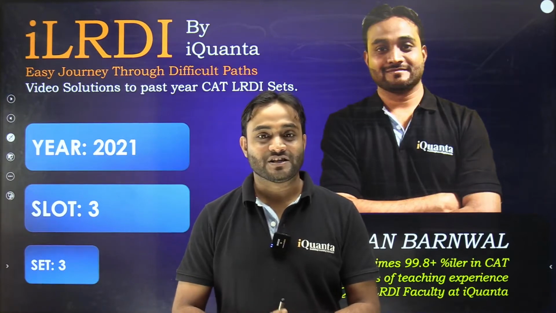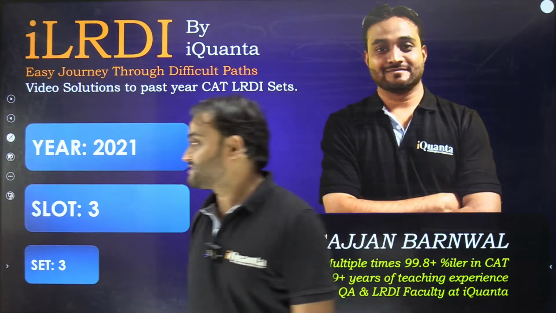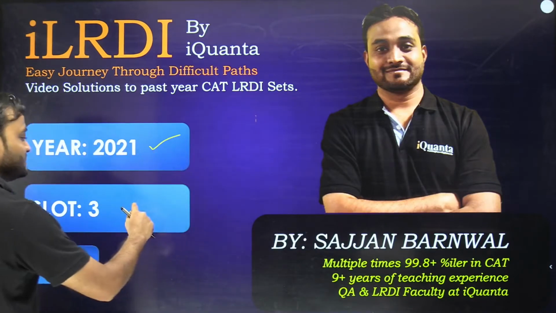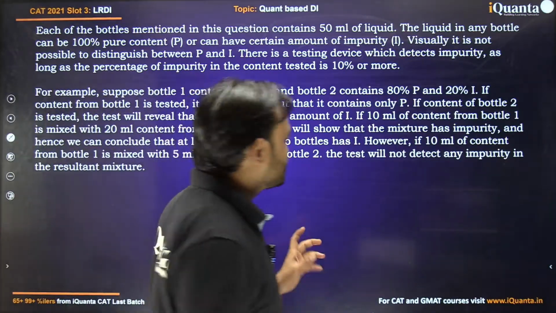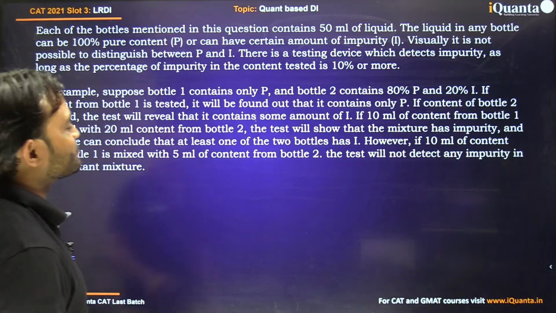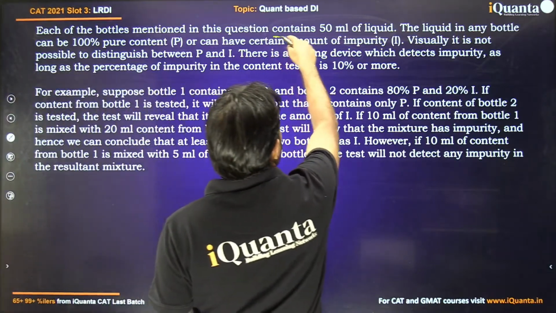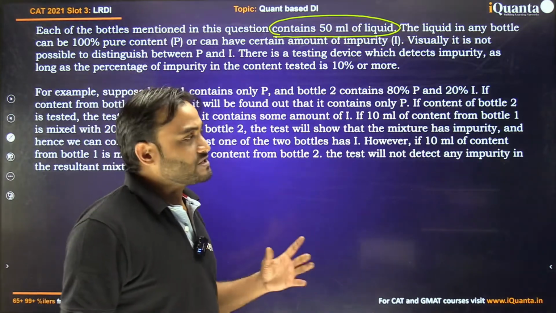Today we are going to discuss the 11th set of the iLRDI series, and this set is from CAT 2021 third slot. Some instructions have been given, such as each of the bottles mentioned in this question contains 50 ml of liquid. So volume is fixed, which is 50 ml.